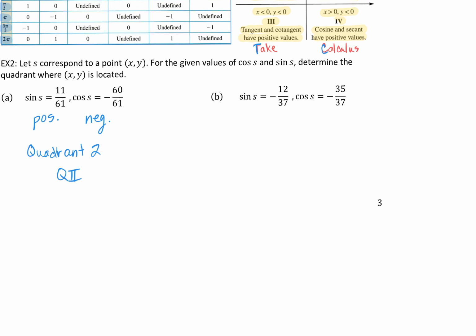In part B, notice that sine is negative, but cosine is also negative. So the quadrant in which sine and cosine are both negative would be quadrant 3. So I'm just going to write Q with Roman numeral 3.